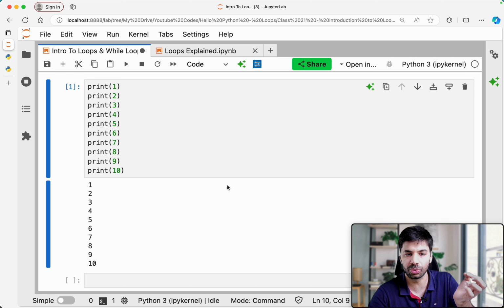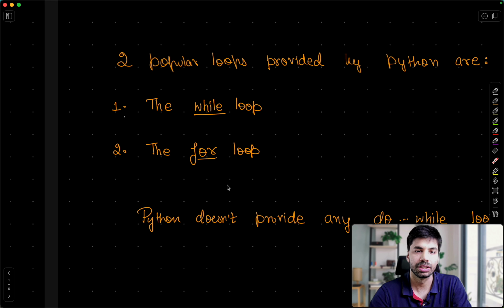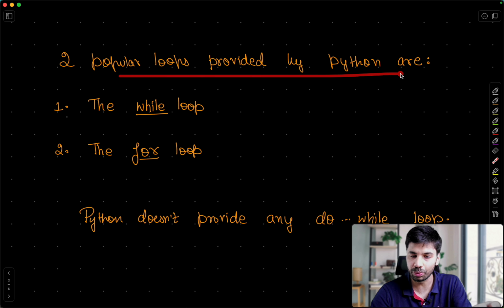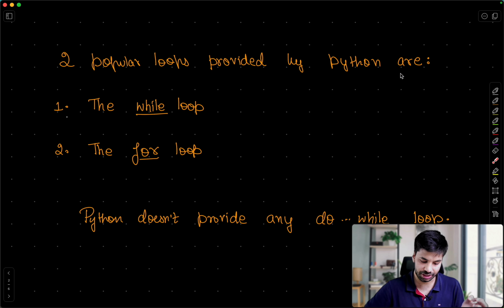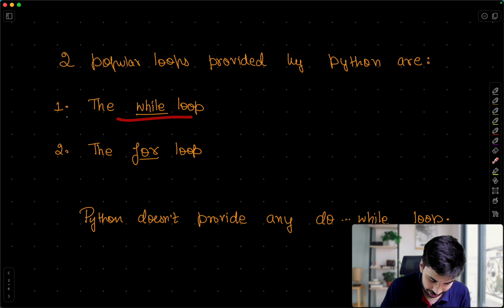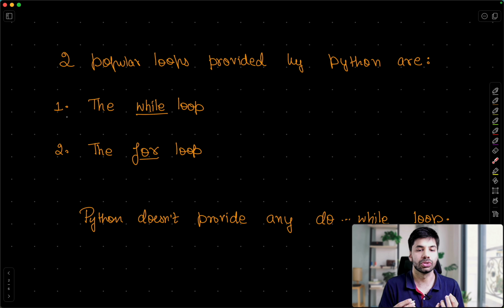Now let us see how we can do the same. Python provides us two popular loops, which are the while loop and the for loop. A do-while loop is not there in Python actually, it is just there in other languages, but it doesn't matter. We are still able to do our work the way we should. So we will first understand the while loop and then we will go to the for loop.